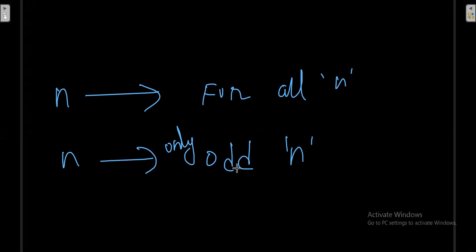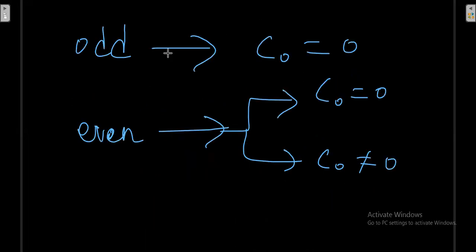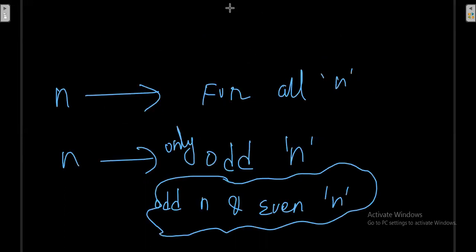That means for even values of n, the coefficient is becoming 0. So there is some other property, apart from the odd signal and even signal, that is controlling the odd n or even n values. I'm not talking about the odd signal or even signal, which we have already clarified here: whenever the signal is odd, C naught is definitely 0; whenever it is even, C naught may or may not be 0. But apart from this, n itself has an odd or even nature.